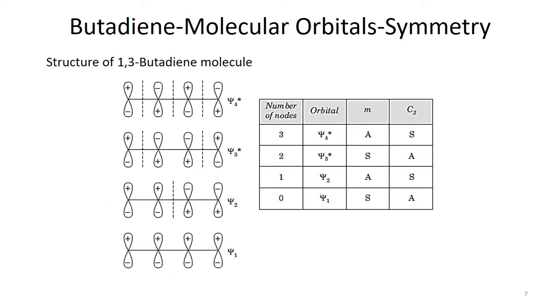Coming to the symmetry elements of these molecular orbitals, that is 1,3-butadiene molecular orbitals from psi1 to psi4. When you carry out M, which stands for mirror plane symmetry operation, what we see is that if you divide psi1 from the middle, they are exact mirror images of each other.